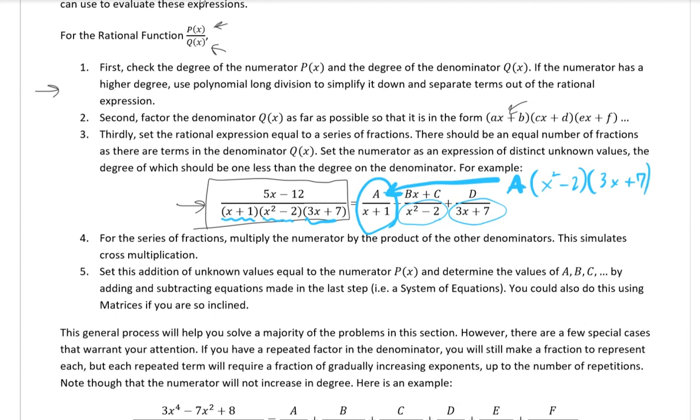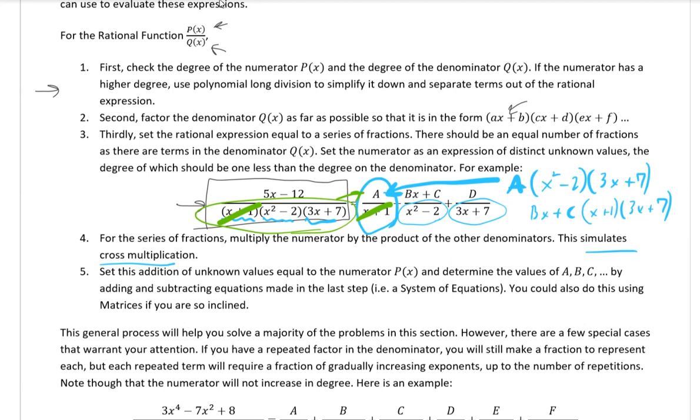And then I'm going to do that for all the other pieces. So the bx plus c, I'm going to multiply that by x plus 1 and 3x plus 7, so the other denominators. Overall, this is simulating cross multiplication. If I were to take the denominator on the other side and multiply it to everything on the other side, then that would essentially cancel out the x plus 1 there, and so I would only have the other two pieces multiplying by a. So that's going to simulate our cross multiplication.